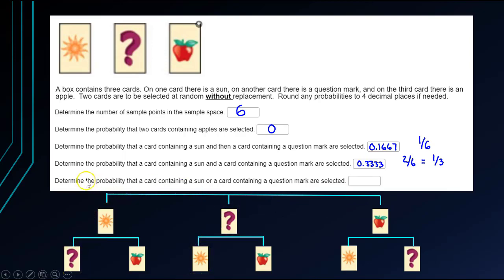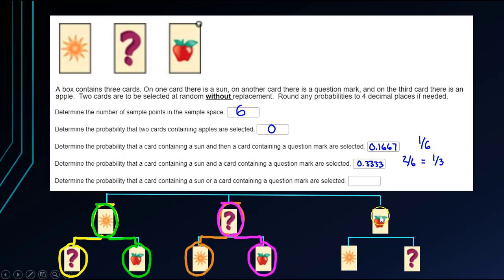For the last one, determine the probability that a card containing a sun or a card containing a question mark are selected. So if it contains both, great. So this pathway works, this pathway works, this pathway works, this pathway works, this pathway works, and so does this one. And so basically every pathway has at least a sun or a question mark as one of the cards, which makes sense because even if I don't draw it on the first draw, I'm going to have to draw one of them on the second draw. So basically 6 out of 6 or 1 is the probability for that happening.